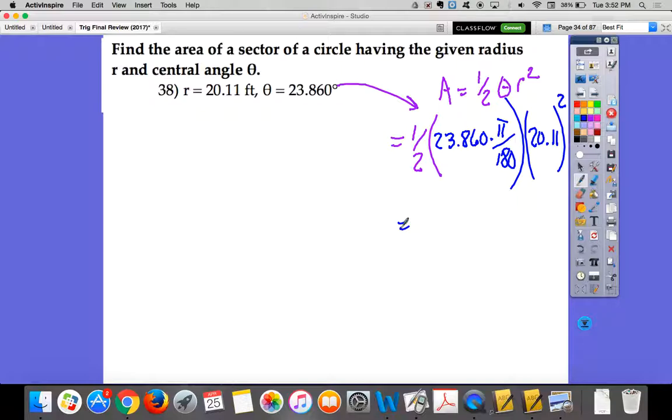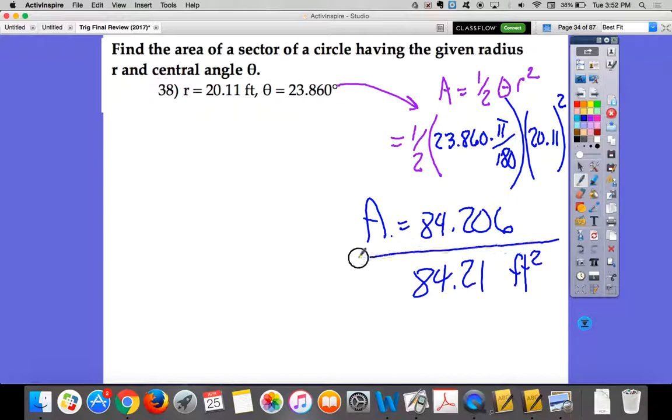Okay, that gave me 84.206. But what did they want? They didn't tell, so let's do significant digits. We're going to go with 84.21. That'll do it. Feet squared.